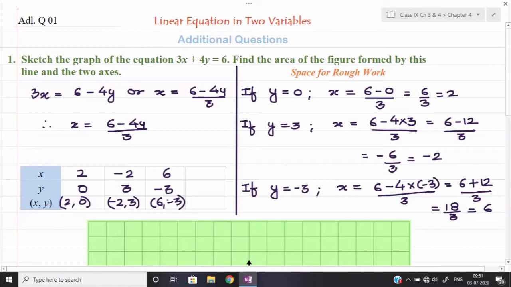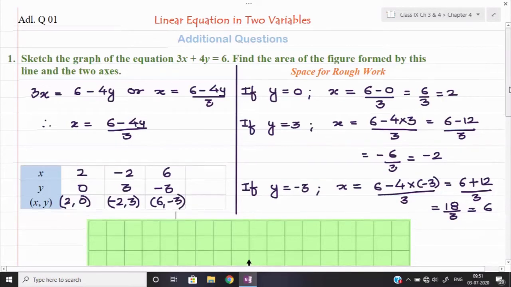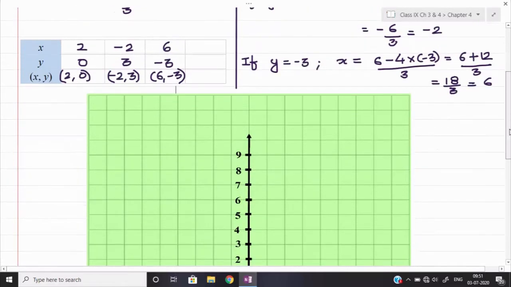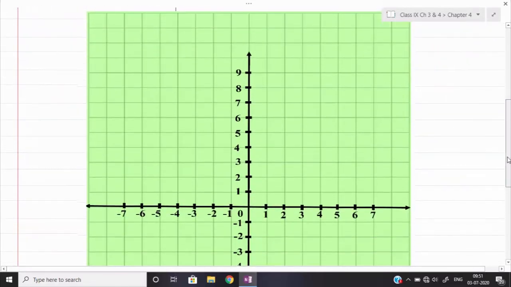So see students, successfully we have found all three coordinates over here. Let us plot them and then at last we shall find out the area. First I will write down the scale over here. I have taken a graph paper where I have taken all four quadrants.